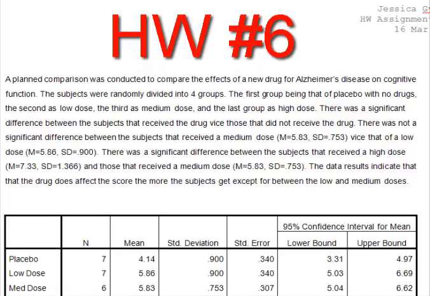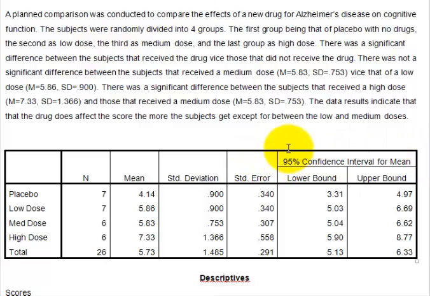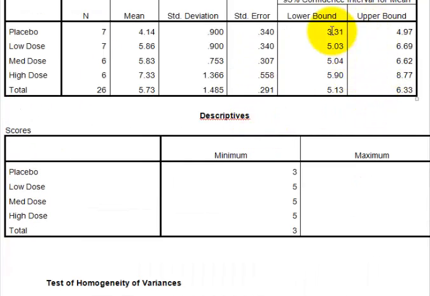I'm just going over your homework assignments 6 and 7. So this one is the plan comparison. I'm going to go ahead and look at the APA tables first. There are 1, 2, 3, 4 different groups here, right? And numbers and the means, etc. Confidence intervals, you see that.